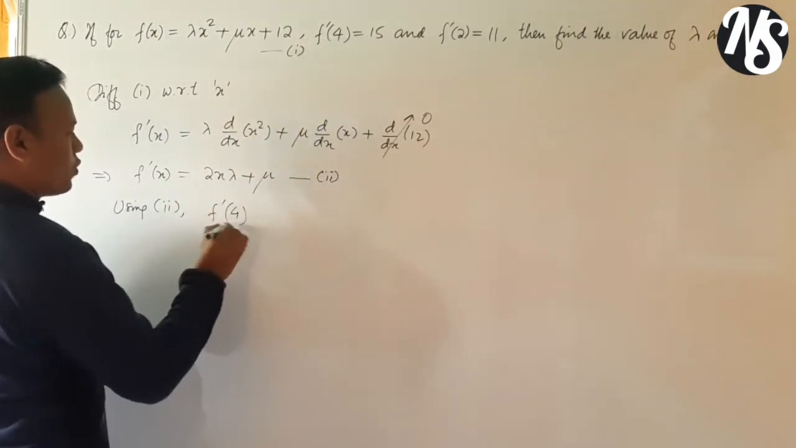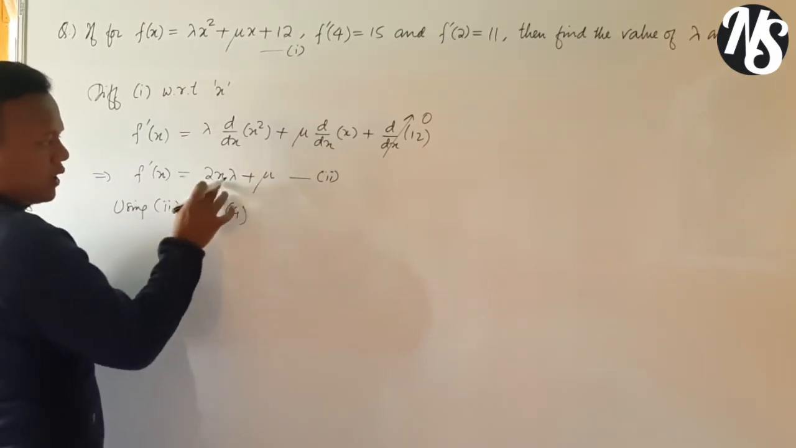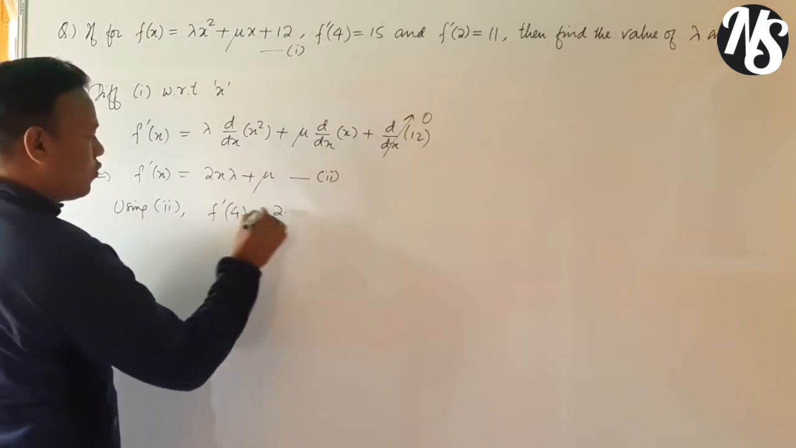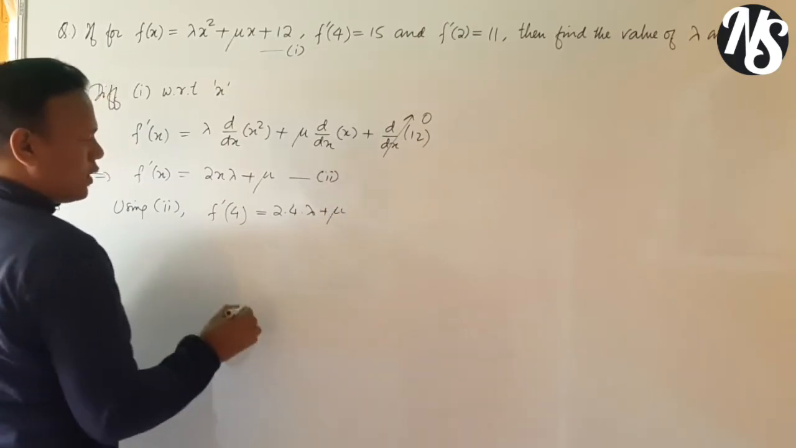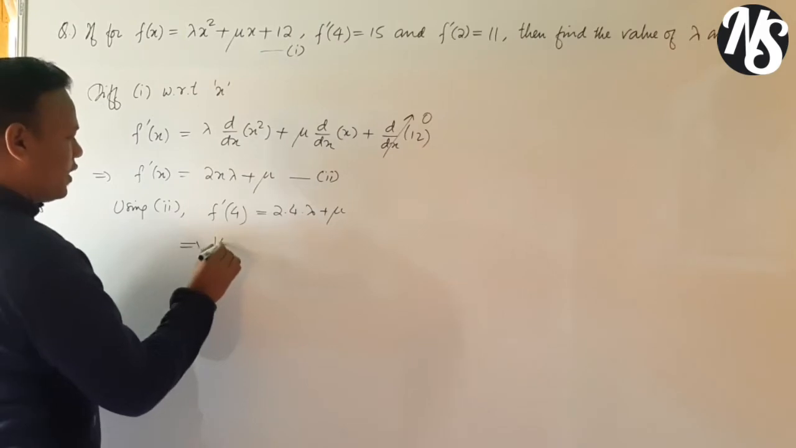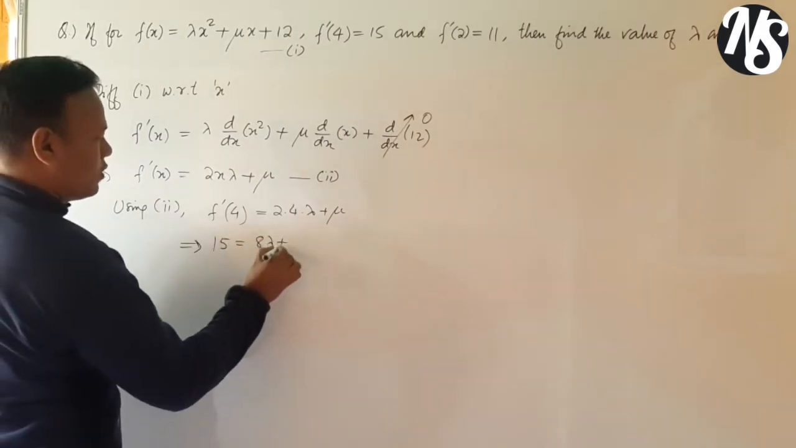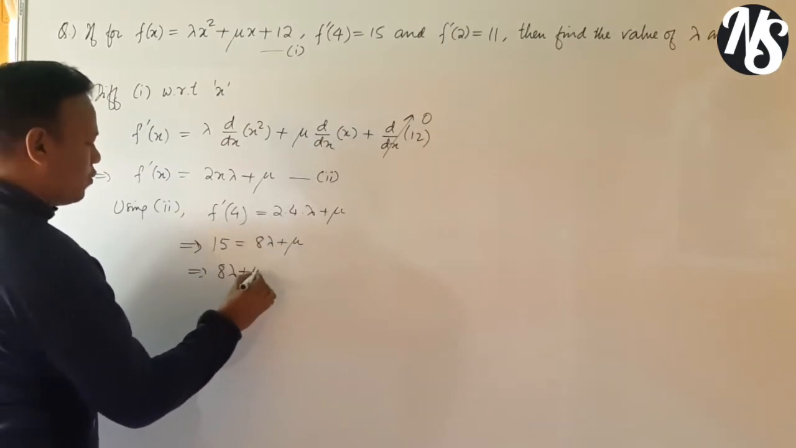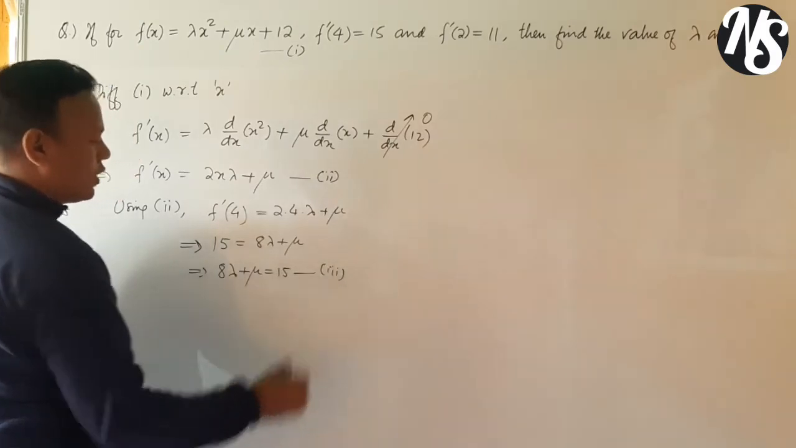So f dash of 4 means instead of x I have written 4, so here also I have to write 4 instead of x. So this becomes 2 into 4 into lambda plus mu. Now do you know what is the value of f dash of 4? It is given to be 15, right? So 15 equals 8 lambda plus mu, in other way 8 lambda plus mu is 15. Let me call this equation number 3.